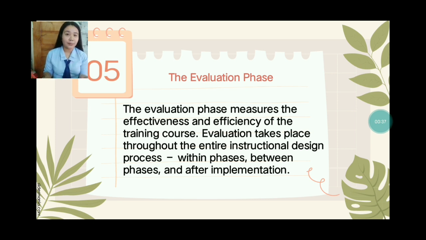The purpose of this type is to improve the instruction before the final version is implemented, while the summative evaluation usually occurs after the final version of instruction is implemented. This type of evaluation assesses the overall effectiveness of the instruction. Data from the summative evaluation is often used to make a decision about the instruction, such as whether to purchase an instructional package or continue or discontinue the instruction.